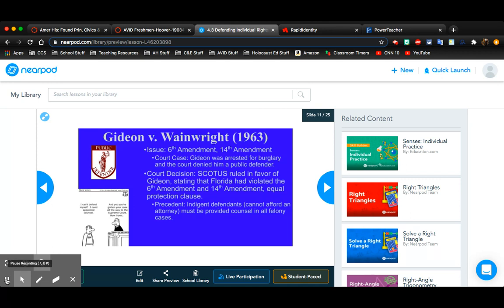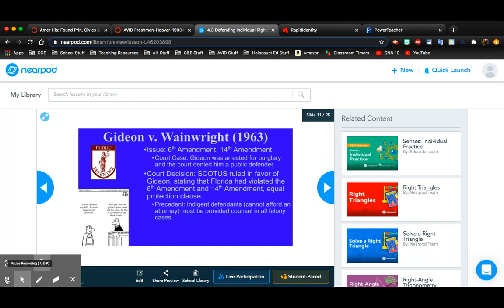All right, next Supreme Court case, Gideon versus Wainwright. So this was dealing with the 6th and 14th Amendments. There was this man named Clarence Gideon. He was arrested for burglary, and he was a very, very poor man, and he was not given a public defender. So you know how if you cannot afford an attorney, one will be appointed to you, right? Was not the case here. He was not given a public defender, and so he had to represent himself in a court of law, which seems a little wrong.